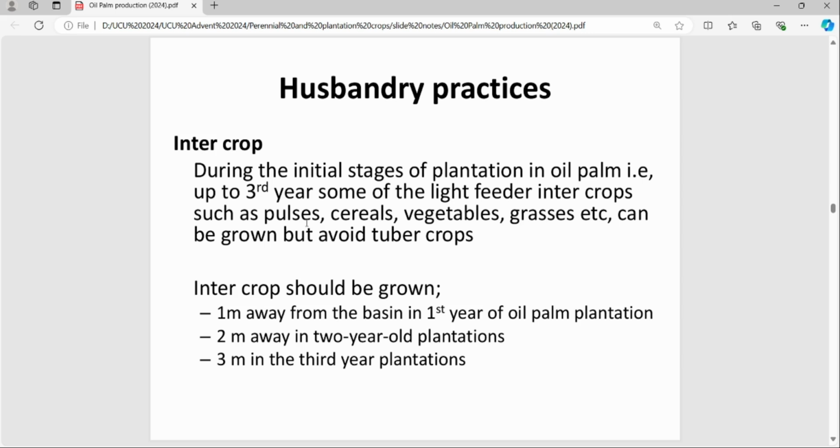So it's also recommended that you avoid tuber crops because these are heavy feeders. So when intercropping, you keep on increasing the space between the intercrops and the main plants, which are the palm plants. So within the first year of production, you leave 1 meter between the plant and the intercrop, and then you keep on increasing. In the second year, it should go to 2 meters. In the third year, it should go to 3 meters, because we believe that every year that passes, the roots of the palm tree will become longer than before.